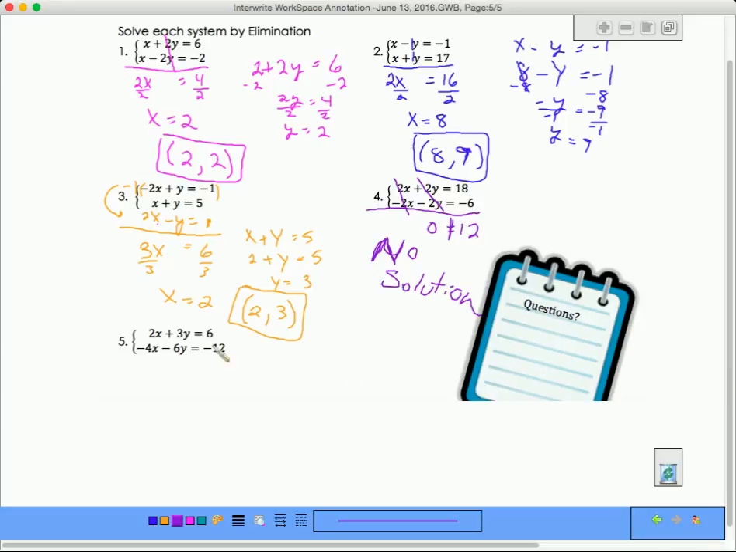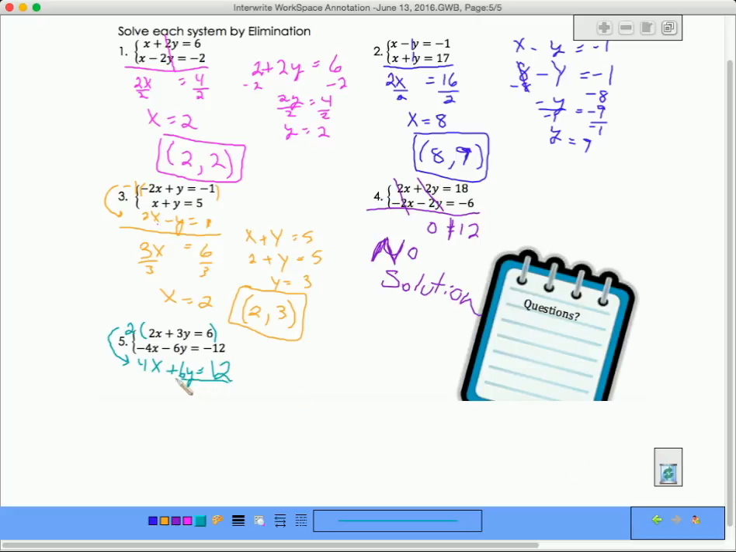Okay, now we have one more example here. This one we're going to have to do just a little bit more work. We look at this. These two are not the same number with opposite signs. These two are not the same number with opposite signs. But I can make it that way. If I want this to be 4, so that I have positive 4 and negative 4, all I'd have to do is multiply this by 2. So multiply the whole equation by 2. 2 times 2 is 4. 2 times 3 is 6. And 2 times 6 is 12.